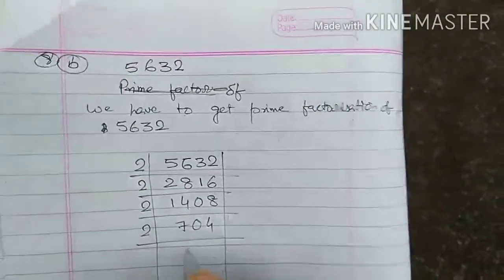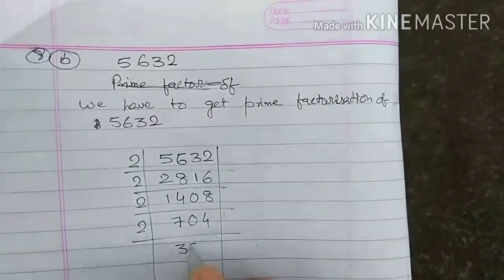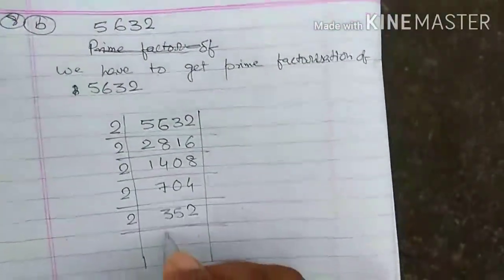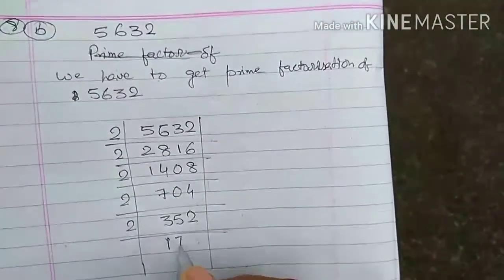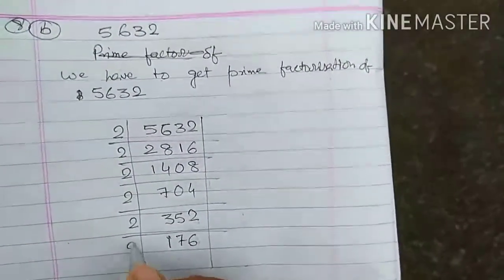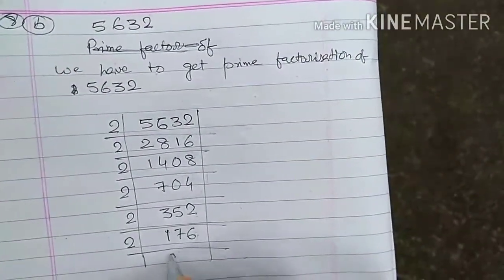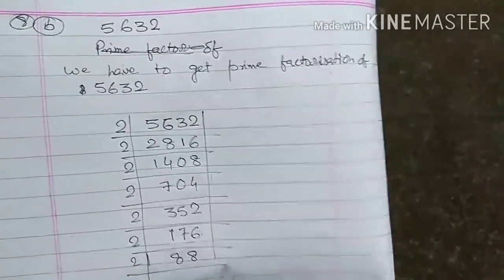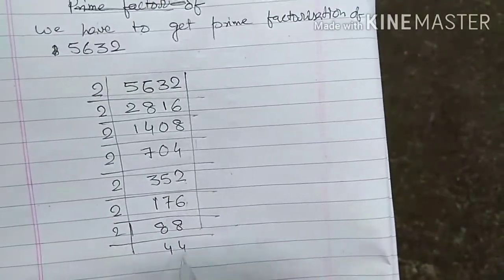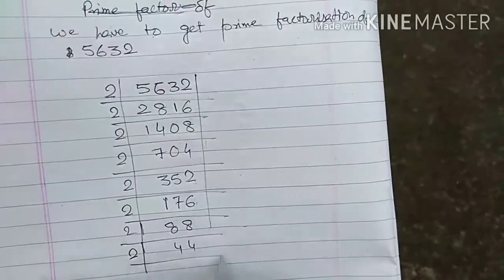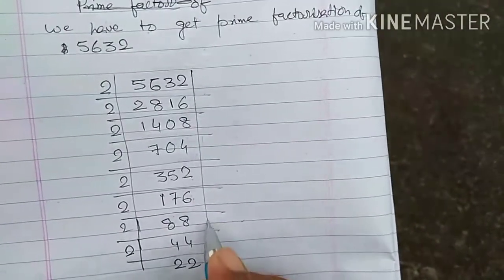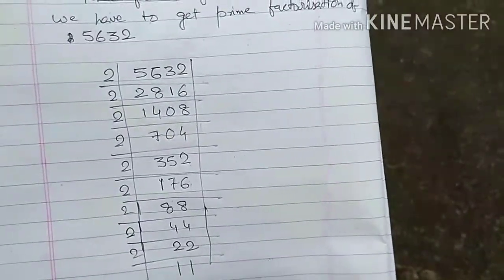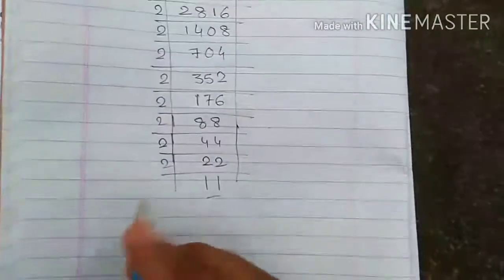Again by 2, 2 threes are 6, 2 fives are 10, 2 twos are 4. Again by 2, 2 sevens are 14, 2 sixes are 12. Again by 2, this is 16 and 16. Again by 2, 8 and 8. Again by 2, this will become 22. Again by 2, this is 1 and 1. What remains here? 11.